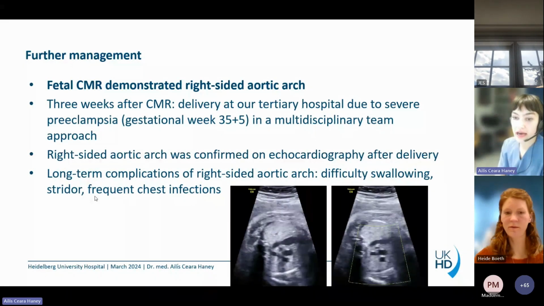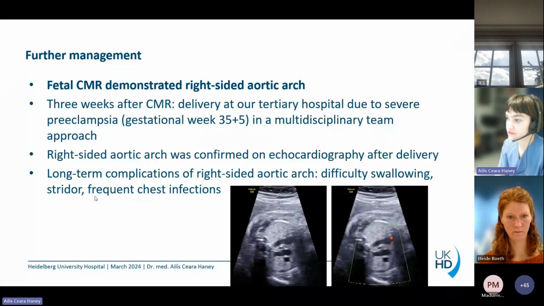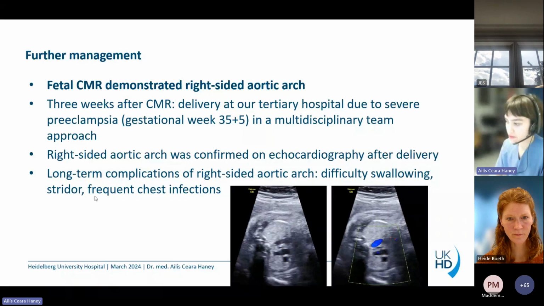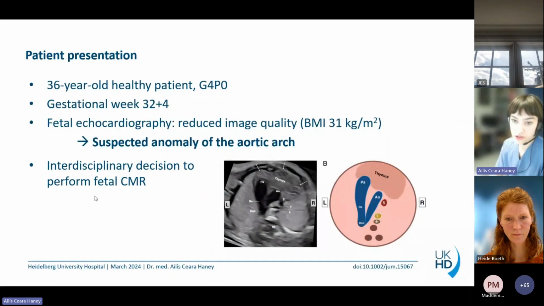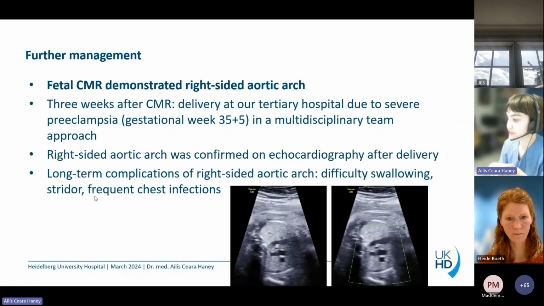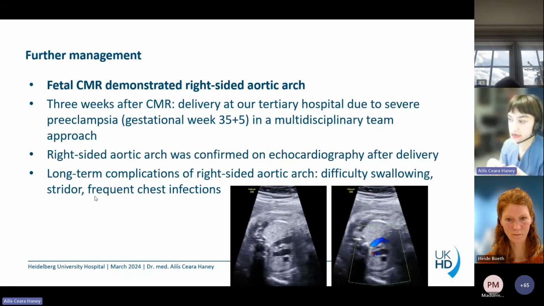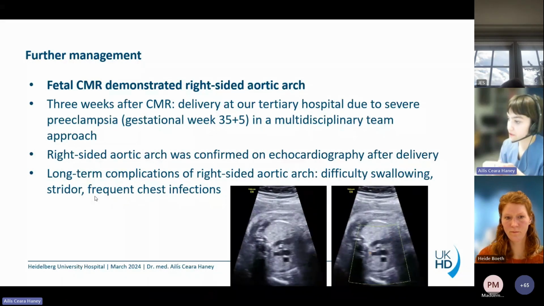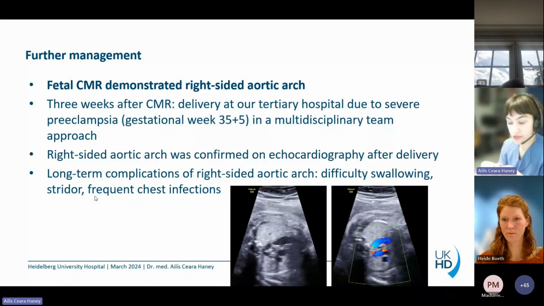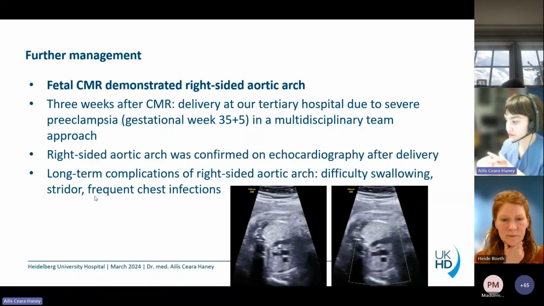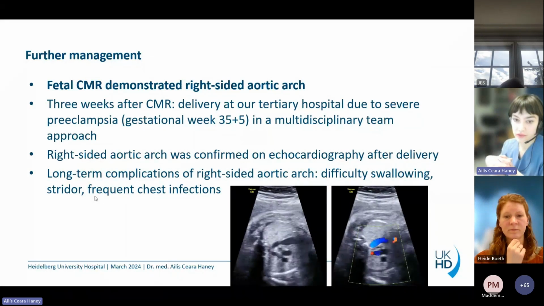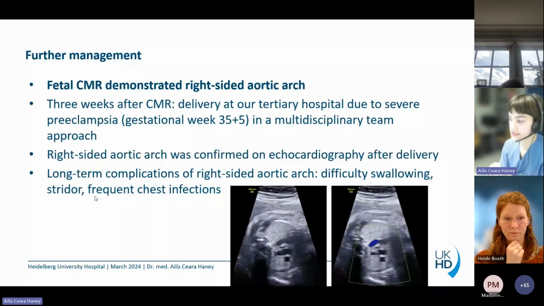Right, so we really got a diagnosis from fetal CMR, right-sided aortic arch, and further clinical course of this patient 3 weeks after performing our CMR, which we had performed in gestational week 32 plus 4. The patient presented due to severe preeclampsia, and an emergency delivery was performed at our hospital. And right-sided aortic arch was then confirmed on echocardiography after delivery, and the infant and the mother were discharged home after about 10 days.